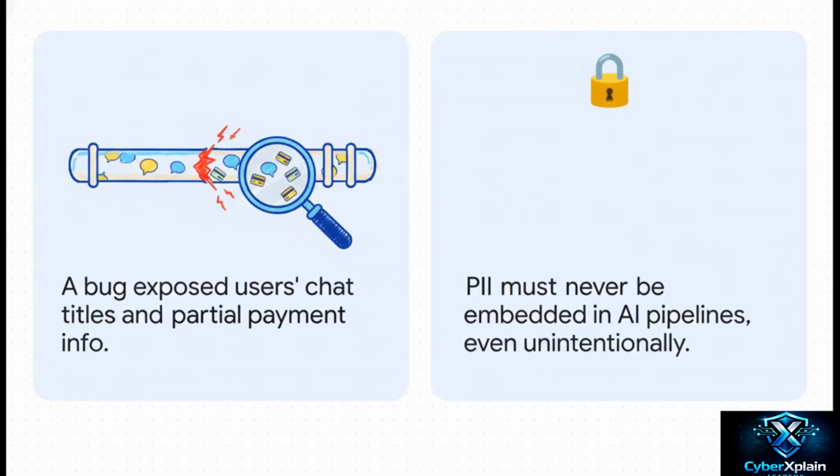And don't think this is just a problem for smaller companies. This happens at the absolute highest levels. Remember back in 2023 when a bug in ChatGPT accidentally exposed some users' chat titles and even parts of their payment info? What's so wild about that case is that it wasn't on purpose. It was just a bug. It just goes to show you even unintentional exposure is a massive risk. The lesson couldn't be clearer. PII, sensitive user data, has absolutely no business being in your AI pipelines.